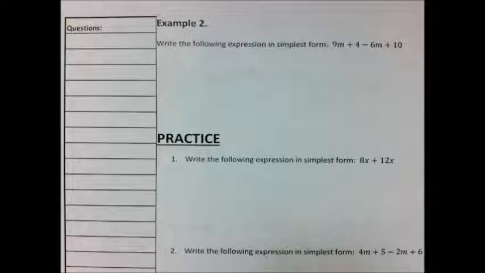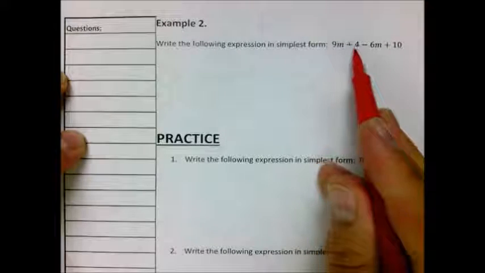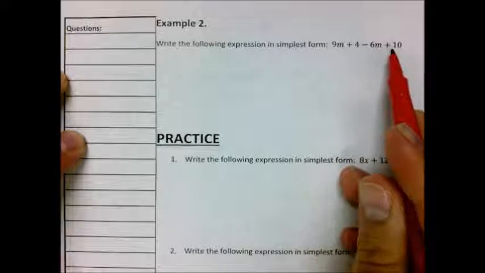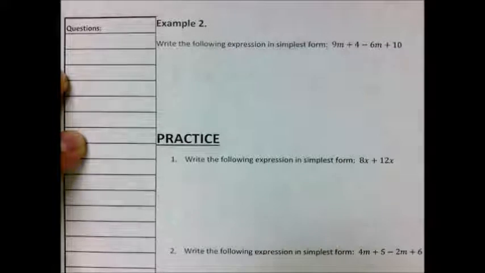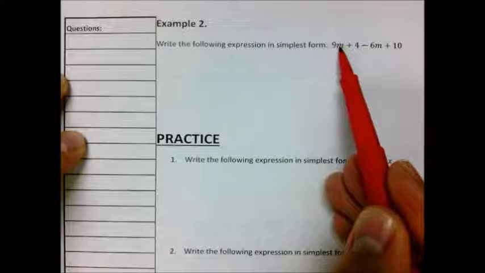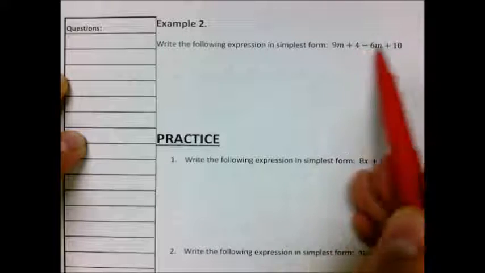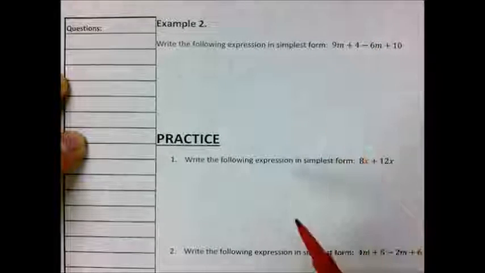Example 2 says write the following expression in simplest form. This is the last example we're going to do. All we have is 9m plus 4 minus 6m plus 10. In order to write it in simplest form, we have to combine the like terms. Remember, like terms are the same variable to the same power. So 9m and negative 6m would be the like terms. These constants would be like terms as well, because they have no variable.